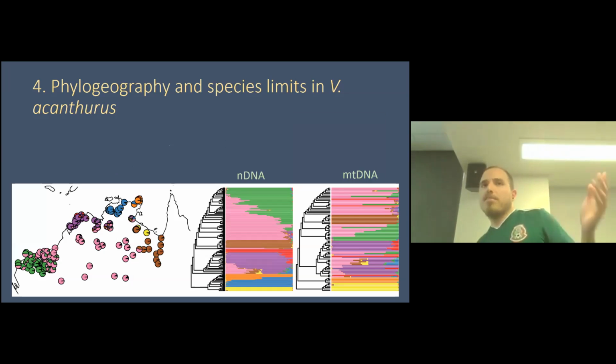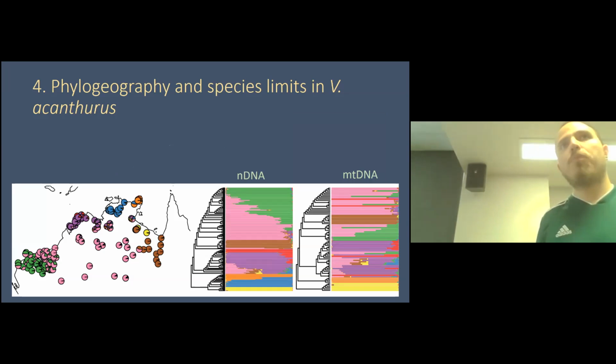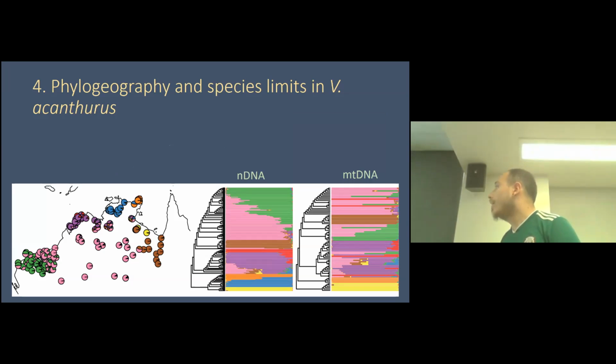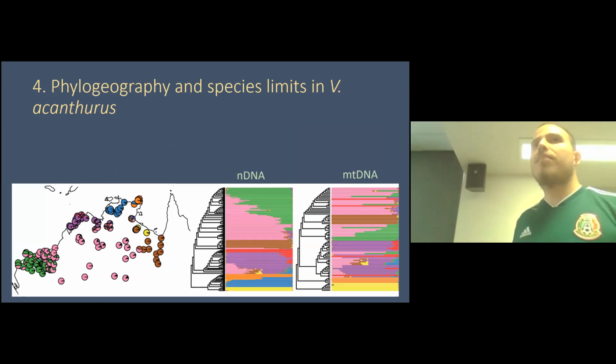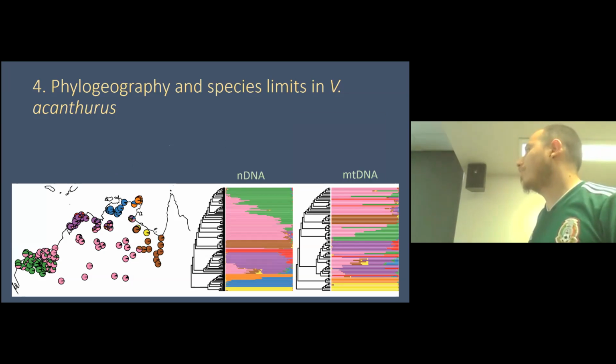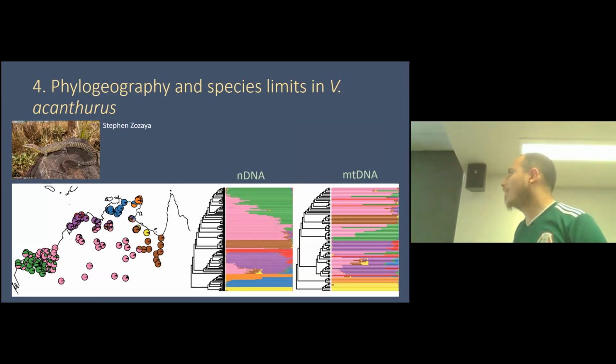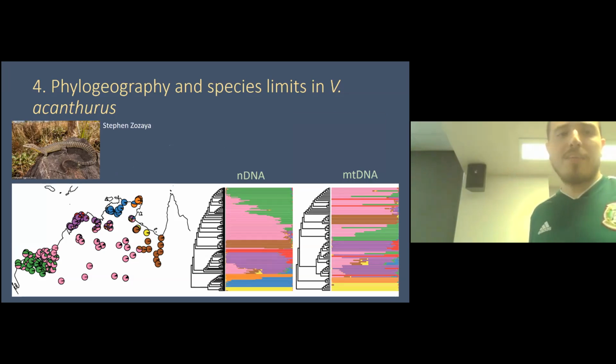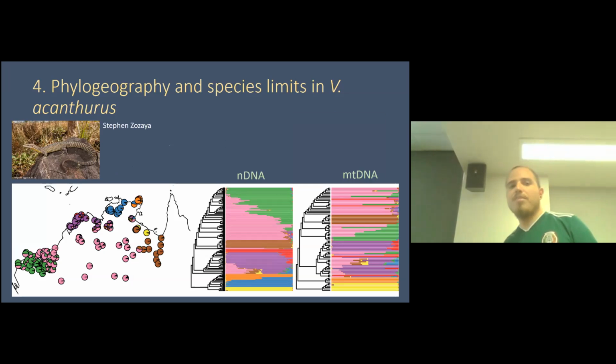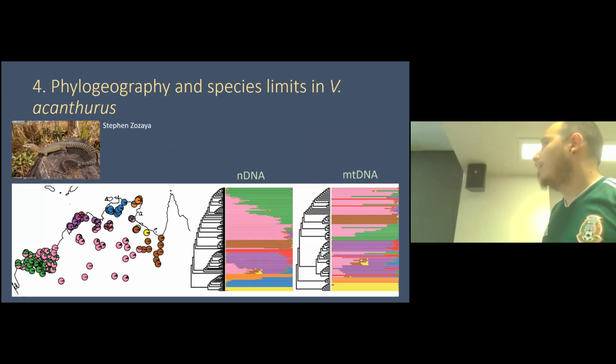And we used thousands of nuclear molecular markers to look at population structure in this monitor. And we found that there are 6 populations, which are shown here with different colors. And we also found that Varanus acanthurus is paraphyletic with respect to Varanus baritji, which is shown here in blue.